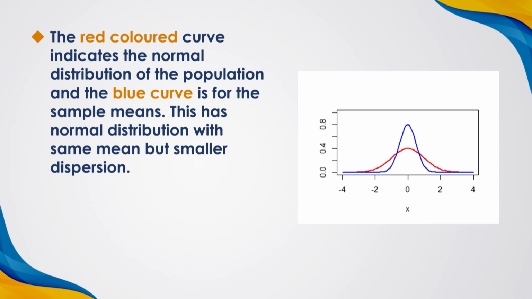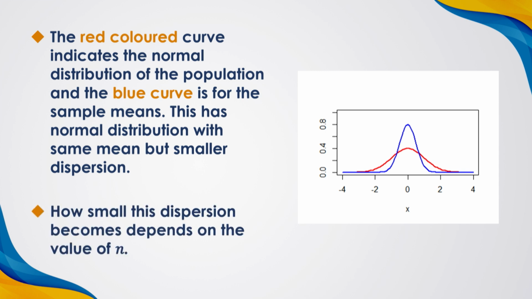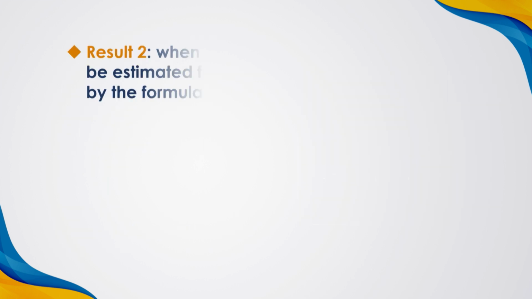We have plotted the normal distribution curve for population and sample. The red colored curve indicates the normal distribution of the population and the blue curve is for the sample means. This has a normal distribution with the same mean, but smaller dispersion. How small this dispersion becomes depends on the value of n.